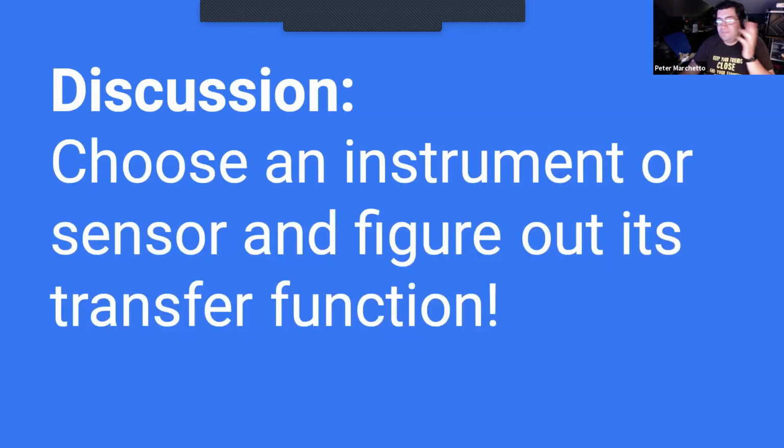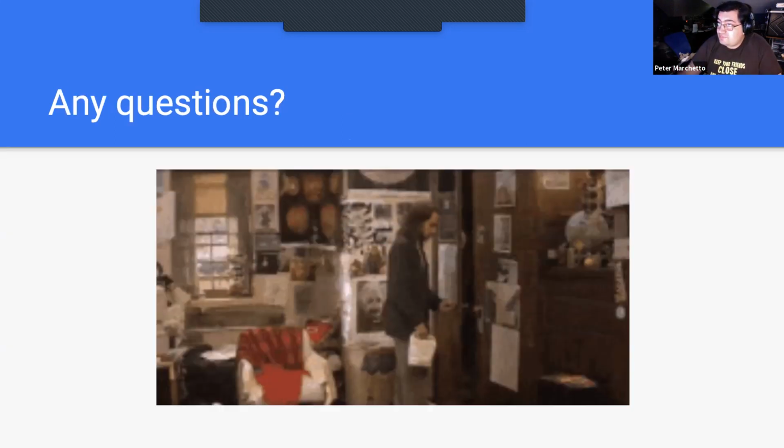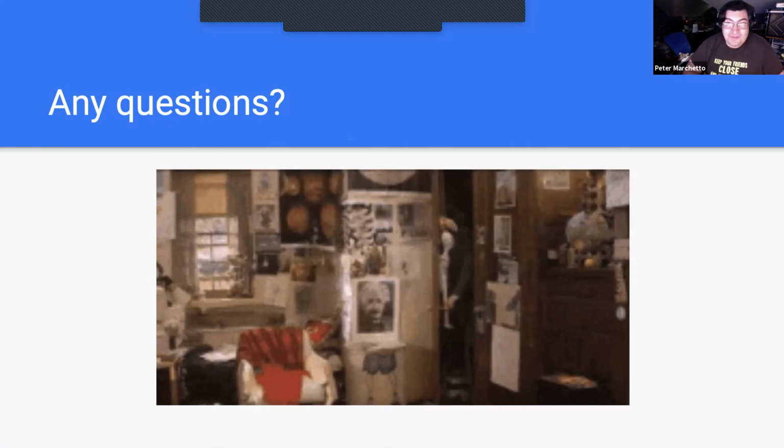So, a discussion that we can have in dev or wherever is, if you'd like to, at some point, choose an instrument or a sensor and figure out what its transfer function is. This is that university-centric idea that I had, because this was the assignment in class for the kids. But I would urge all of you to actually try it if you'd like. And I'm more than happy to give you a hand if you want to give the exercise a go. Any questions?